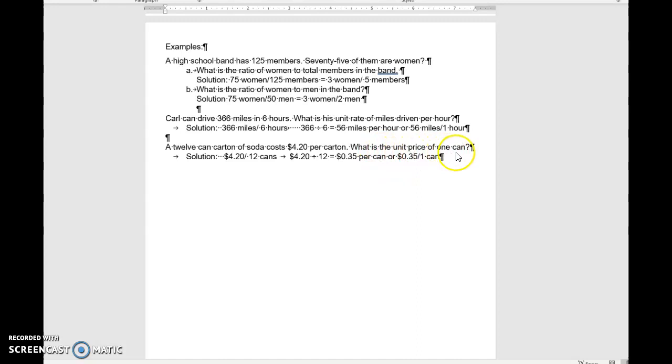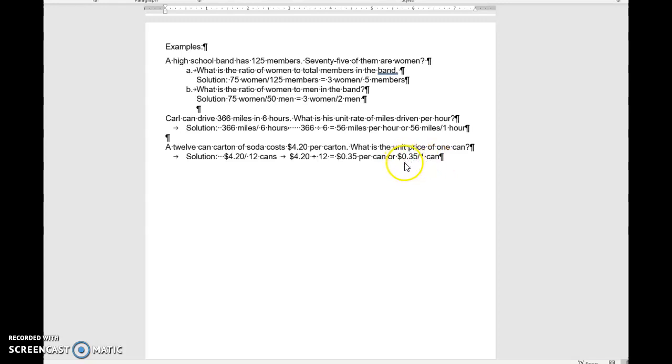I want to know what the unit price of 1 can is. So I know the whole case, or the whole carton, costs $4.20, and there's 12 cans in there, because it tells me a 12-can carton costs $4.20. So put the $4.20 over the 12 cans, and then I divide. Top number divided by the bottom number gives me $0.35 or 35 cents per can, or if you wrote it like a fraction, $0.35 over 1 can.